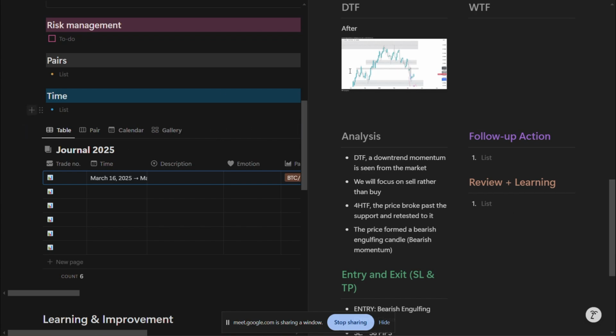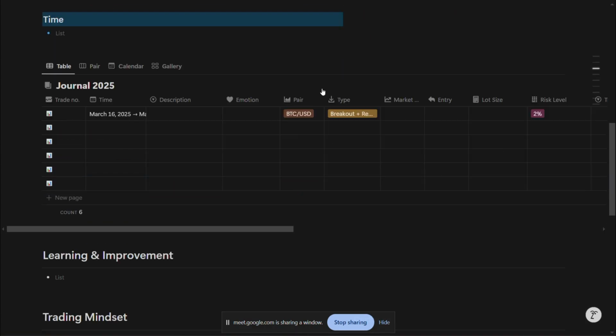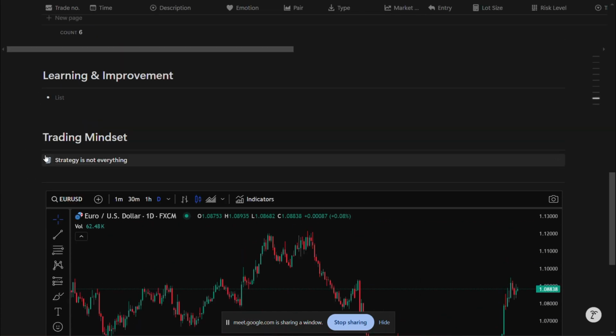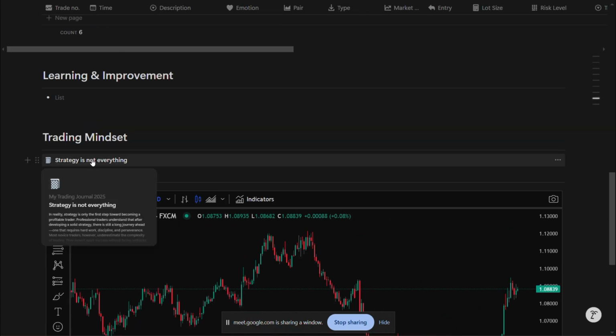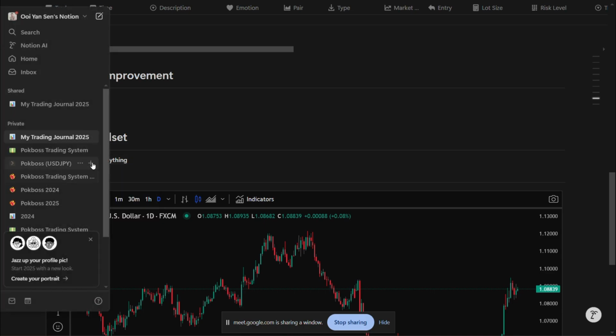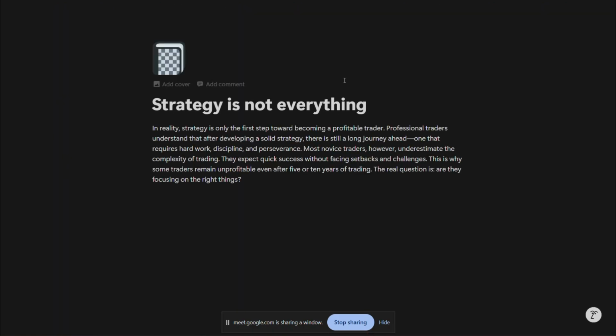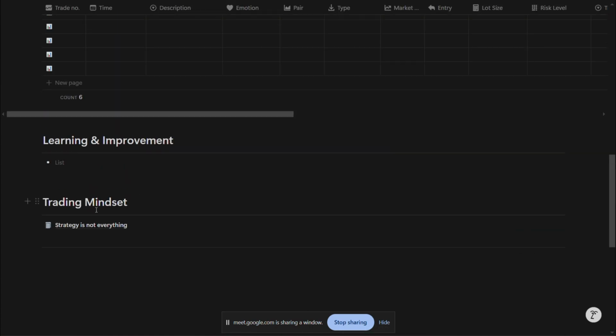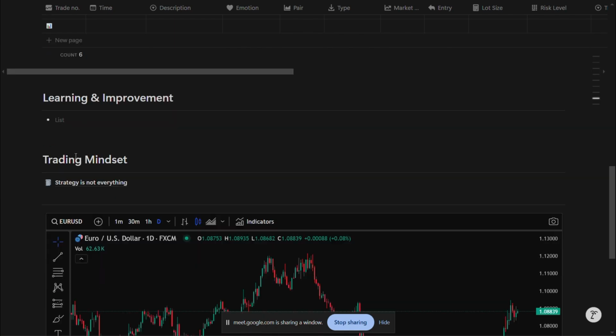And then the next thing, the last part, is learning and improvement and trading mindset. This one you can take from books or from the internet. This is my first one, I put one over here: strategy is not everything. In reality, strategy is only the first step toward becoming a profitable trader. You can add your own, I don't mind, for your own understanding, because both of these are different.